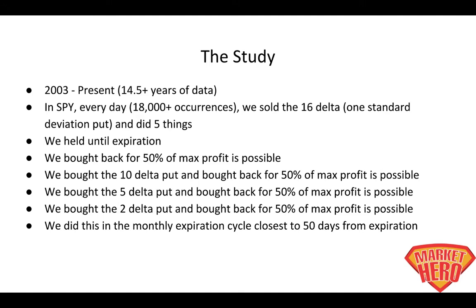So we did a couple things. We want to compare just selling the 16 delta put and letting it expire. We also want to compare selling the 16 delta put and buying it back for 50% of max profit. We also want to know what happens if we sell the 16 delta put and buy the 10 delta put. We also want to know if we sell the 16 delta put, buy the 5 and then the 2. Right? So what do we want to do?